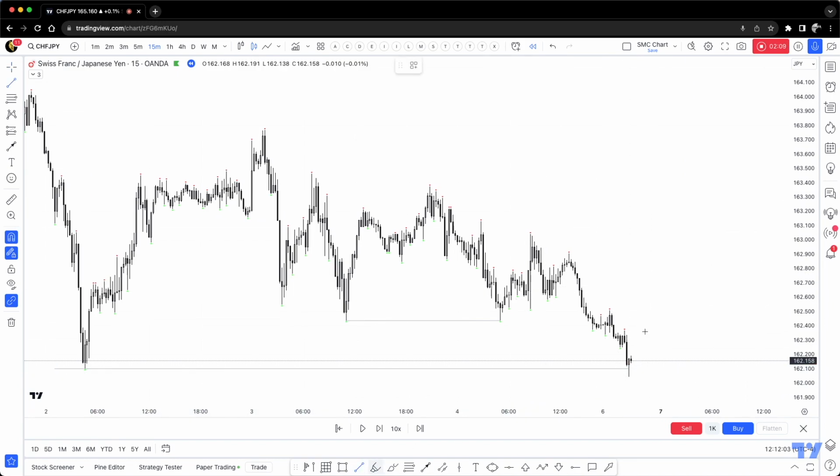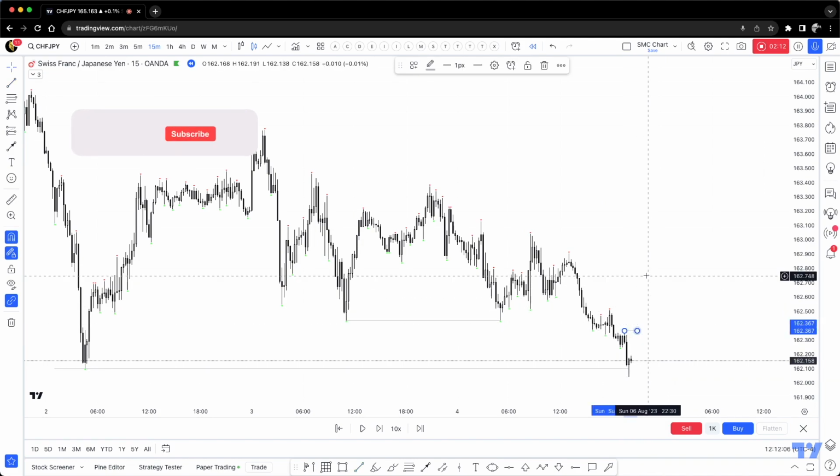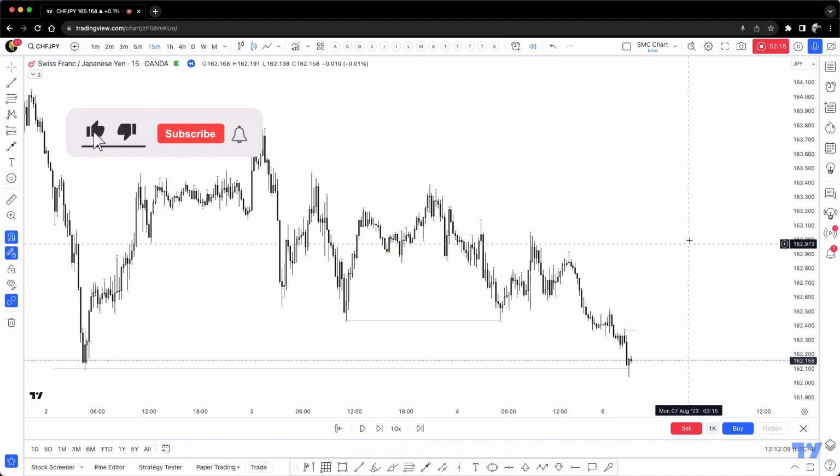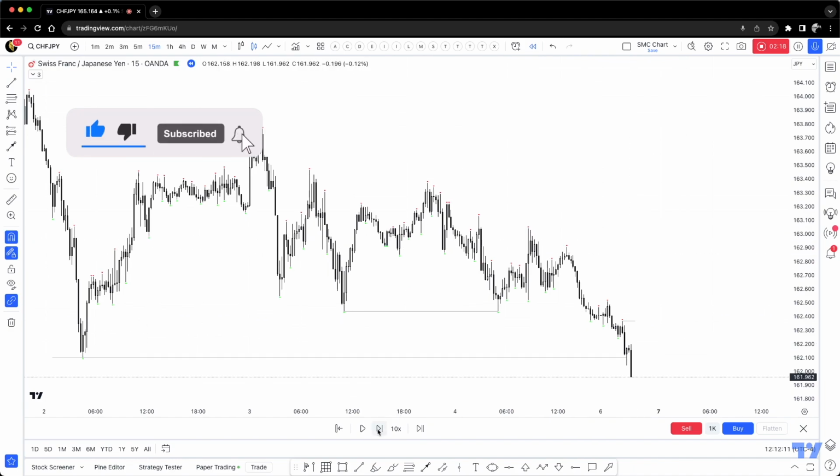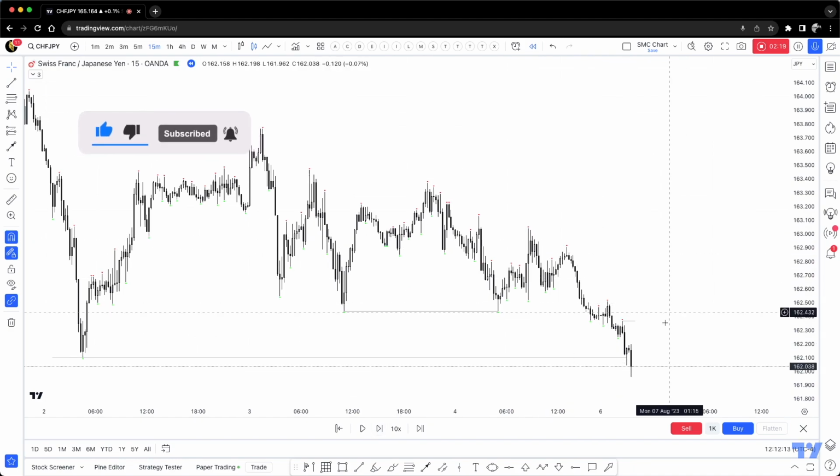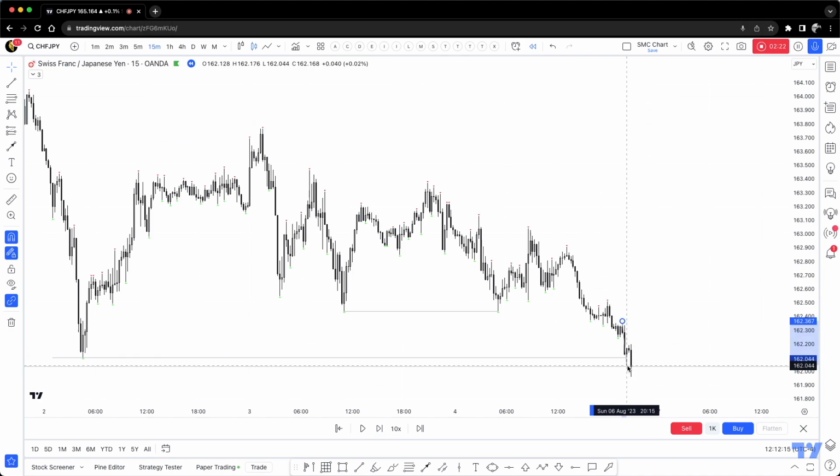I would like to see some displacement. If this thing wants to go up and I want to catch a buy, I want to see if the price breaks that right there to the upside. Let's see what it does. Okay, it did not do it. It actually broke below. We have another break.